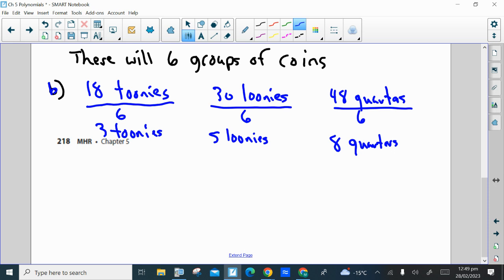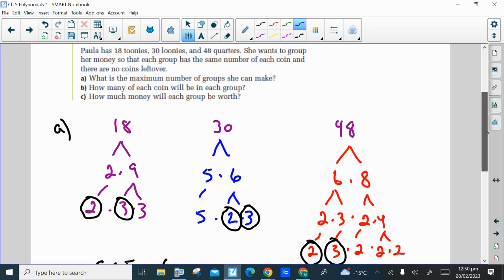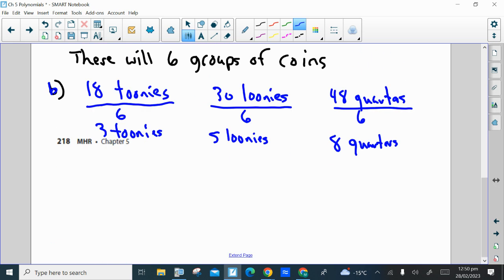There's going to be 6 piles of coins. Each pile will have 3 toonies, 5 loonies, and 8 quarters. So we've got the maximum number of piles because 6 is the greatest common factor of those 3 numbers. And now we know how many of each type of coin is going to be in each of those piles. They're all going to be the same. Each pile will have 3 toonies, 5 loonies, and 8 quarters. Part C then is how much money will each group be worth.